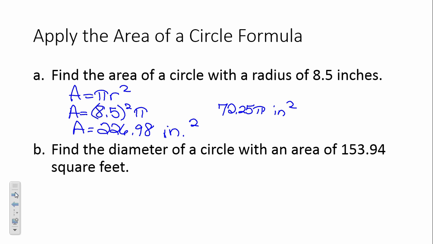All right. Second part of this example. Now we want to find the diameter of a circle that has an area of 153.94 square feet. So what's our first step? Write out the equation. A equals pi r squared. Now plug it in. What value did they give us? 153.94 is our area, is our answer. We're wanting to set that equal to pi r squared.